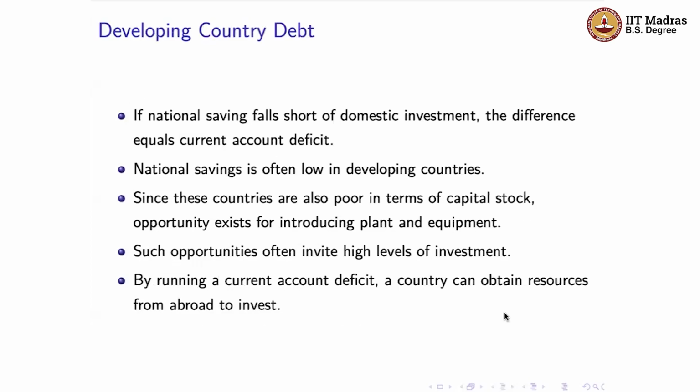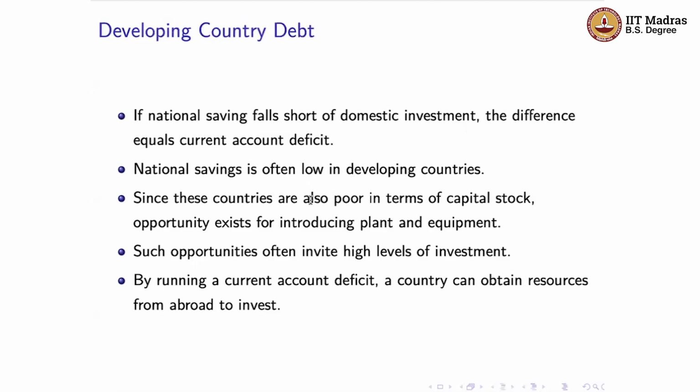And in order to understand that, let's understand what exactly is the reason why these countries take up debt and why it can sometimes lead to bad outcomes, right? Okay. So why are these countries resorting to borrowing from abroad? Because the amount of savings that are available domestically often falls short of the investment that these countries are interested in making, right? And if you have national savings falling short of domestic investment, then that difference between national savings and domestic investment is basically the current account deficit, okay?